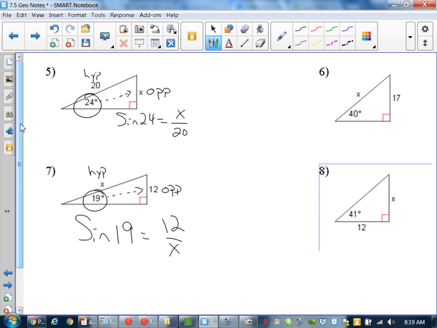Circle the 40. 17 is an opposite. X is the hypotenuse. Well, it's kind of redundant here. What one are we using? Sine. It's not a sin. It's not nine-inch nails.